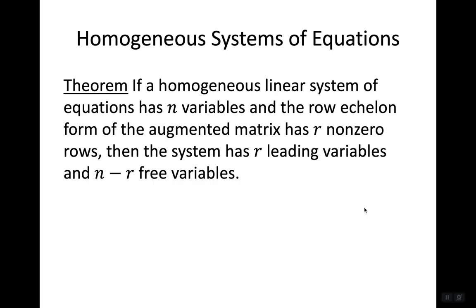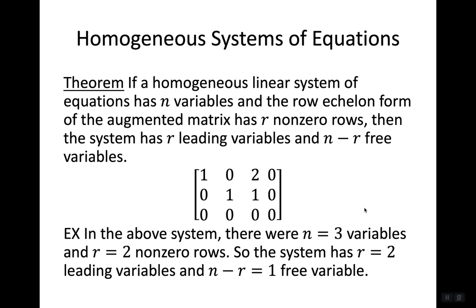If a homogeneous linear system of equations has n variables, and the row echelon form of the augmented matrix has r non-zero rows, then the system has r leading variables and n minus r free variables. For example, in the above system, there were n equals 3 variables because we had x, y, and z. r equals 2 non-zero rows. We just had the 2 non-zero rows. So the system has r equals 2 leading variables and n minus r equals 1 free variable.